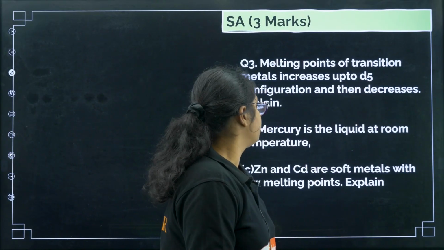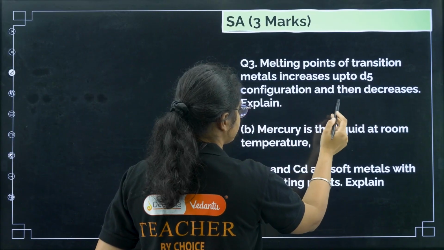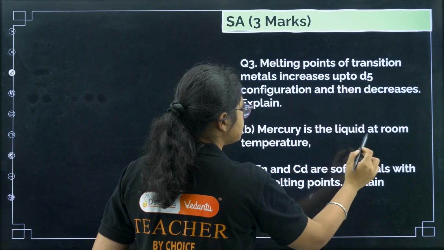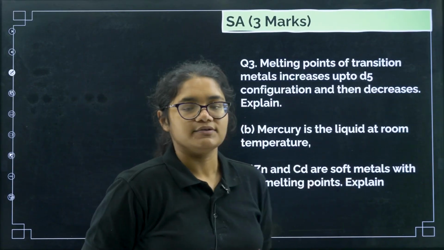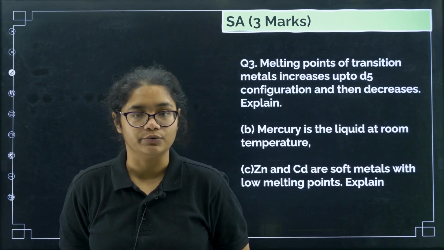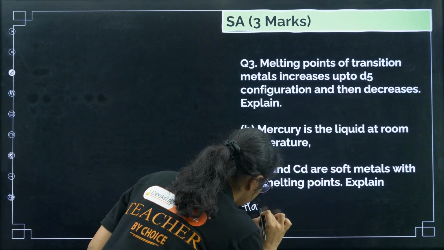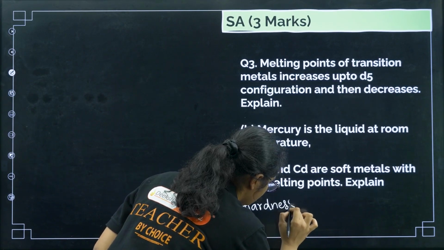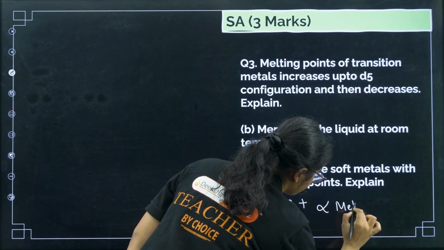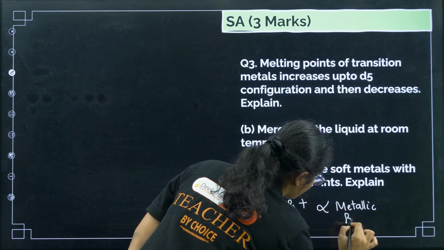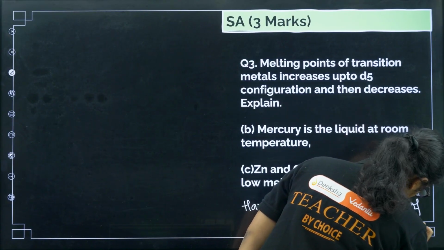Next, we'll go to some properties now. The melting point of transition metals increases up to d5 configuration and then decreases. Mercury is liquid at room temperature. Zinc and cadmium are soft metals with low melting point. Before answering these questions, some things that you should know. First of all, the hardness and the melting point depend on metallic bonding, and the metallic bonding depends on the number of unpaired electrons.